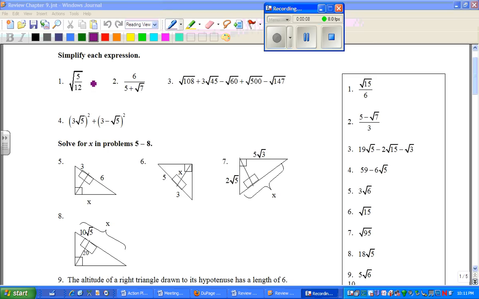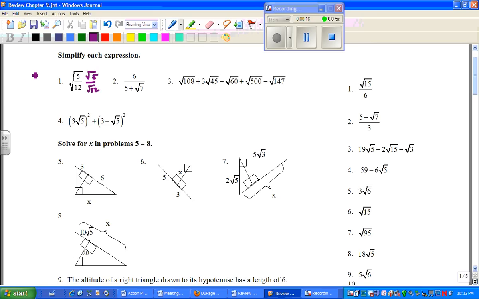Let's begin. In number 1 here, I would rewrite the expression as root 5 over root 12. I would convert root 12 into 4 and 3, so that's actually 2 roots of 3. So it looks like 5 over 2 roots of 3. We only have to get rid of the root 3 in the bottom, so we multiply top and bottom by root 3. So you could remember, multiply roots with roots, numbers with numbers. Root 5 times root 3 is root 15. 2 times root 3 times root 3. Root 3 times root 3 is 3 times 2 is 6.